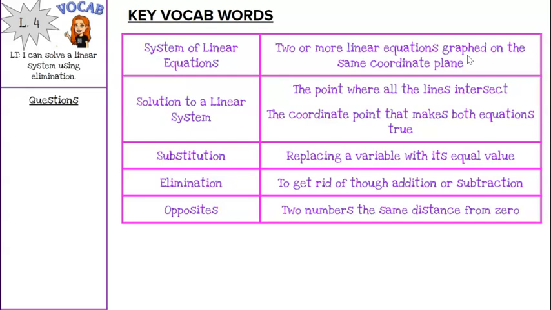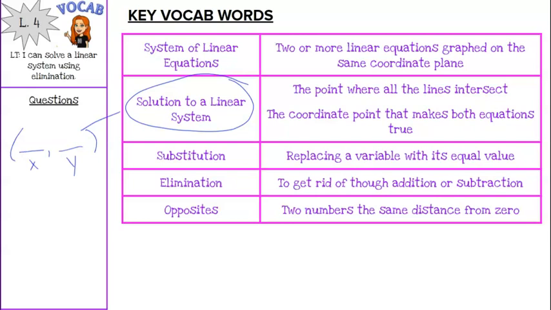A solution to a linear system, remember, is a coordinate point. It must be written as a coordinate point, because it is the point where the lines intersect. That is the solution. It is on the graph where those two lines would intersect. It is also the coordinate point that makes both equations true. So we can plug in that x value and that y value to both equations, and it will make them both true.